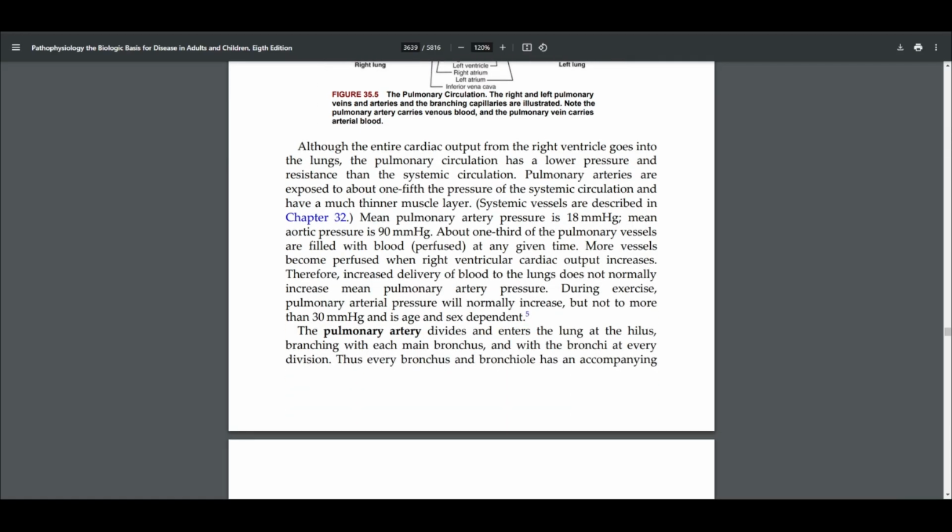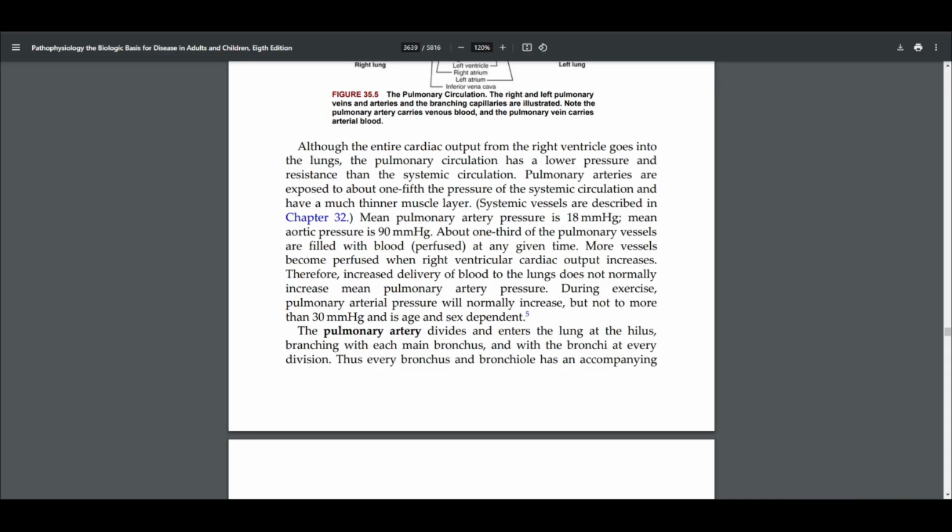Although the entire cardiac output from the right ventricle goes into the lungs, the pulmonary circulation has a lower pressure and resistance than the systemic circulation. Pulmonary arteries are exposed to about 1/5 of the pressure of the systemic circulation and have a much thinner muscle layer. Mean pulmonary arterial pressure is 18 millimeters of mercury. Mean aortic pressure is 90 millimeters of mercury.